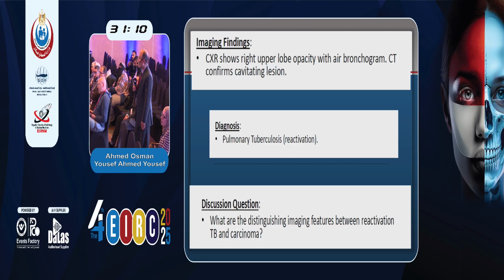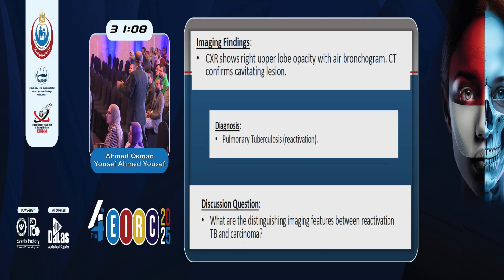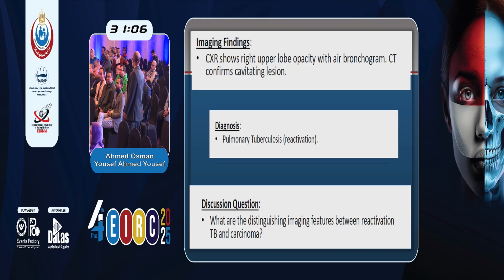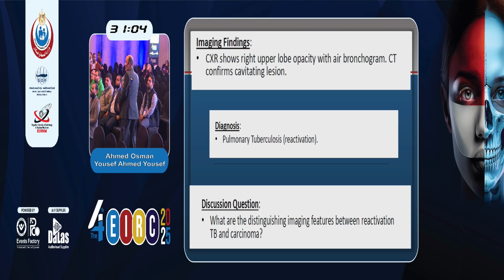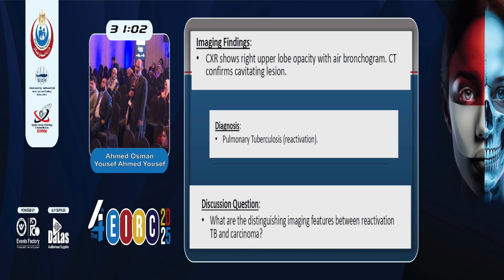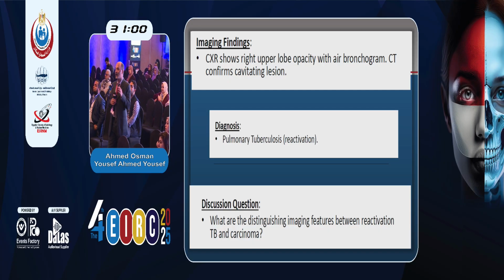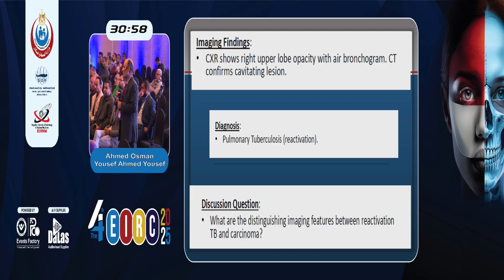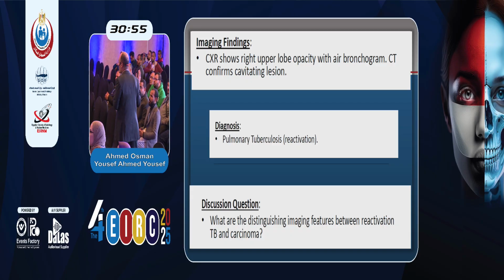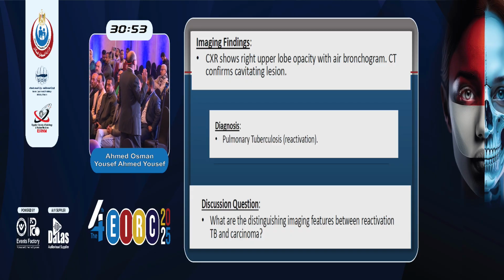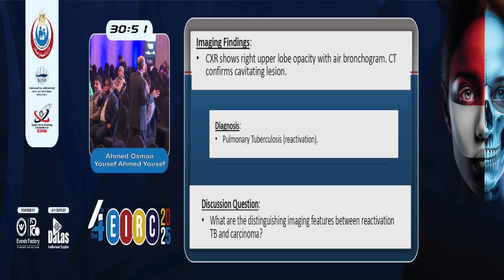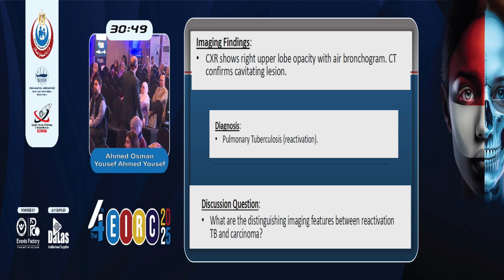As we said, the chest X-ray shows right upper lobe opacity with air bronchogram. CT added to us confirmation of the cavitary lesion. The diagnosis is pulmonary TB, reactivation TB. I want to ask some questions. How do you distinguish imaging features between reactivated TB and carcinoma of the lung? How to differentiate between those possibilities?